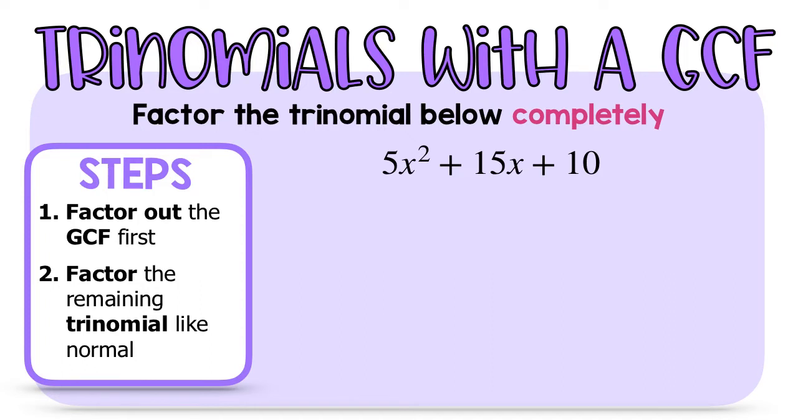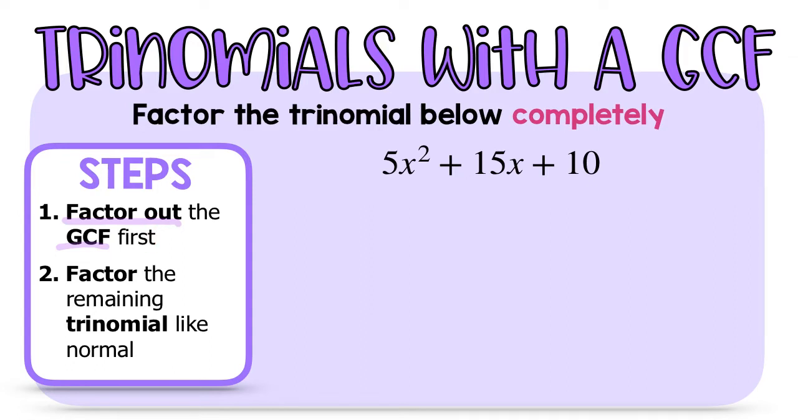So before you try to factor a trinomial, the first thing that you always want to do, no matter what, is look at the 3 terms and try to determine, is there a greatest common factor? Is there something that I could factor out first? So that is always the first step. Factor out the greatest common factor first.